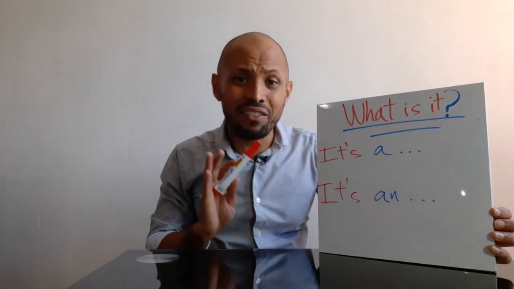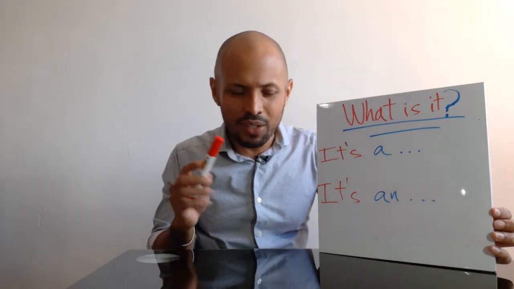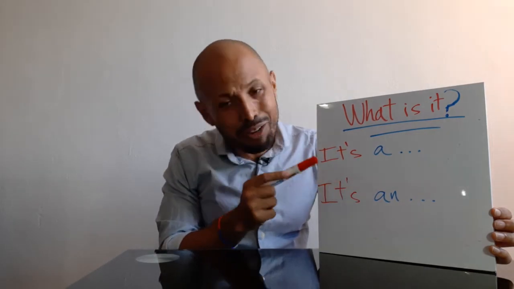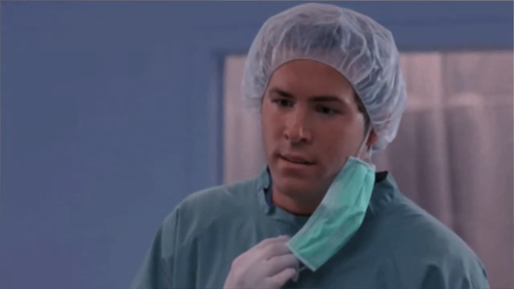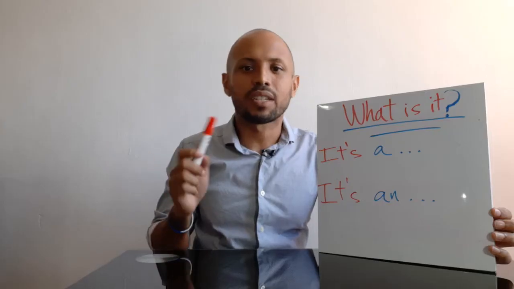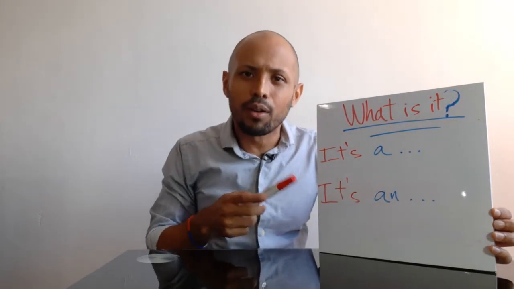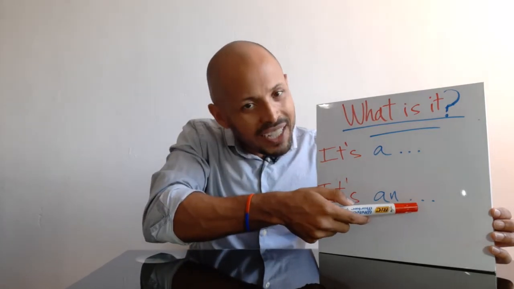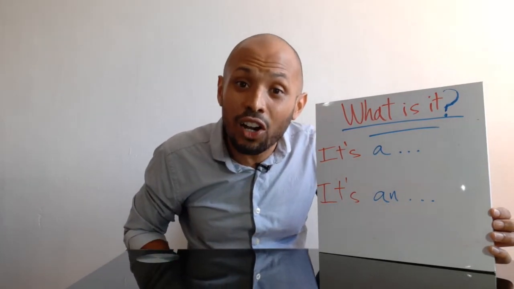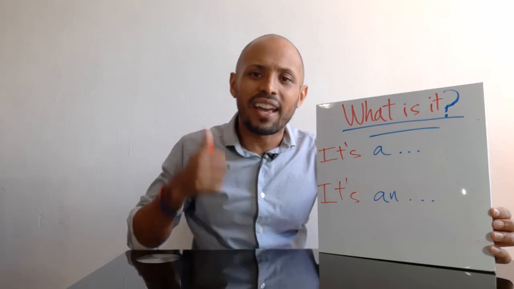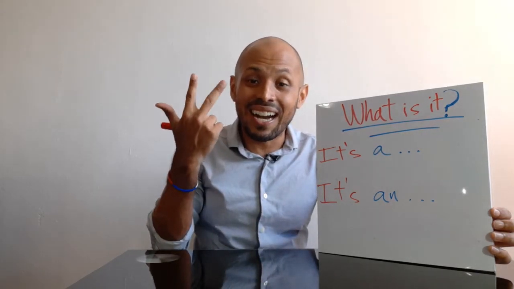And here we have the same response, but we have an. Why an? Very simple. We say it's an if the word that is here starts with a vowel. A, E, I, O, U. So you guys know that there is no better way to learn than with an example. So let's take a look at a picture.